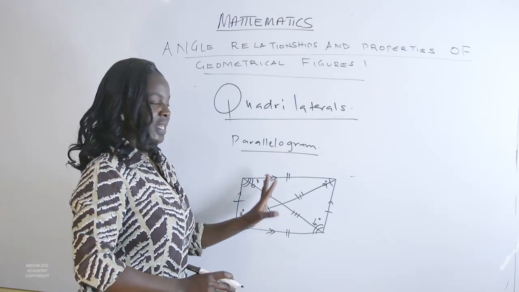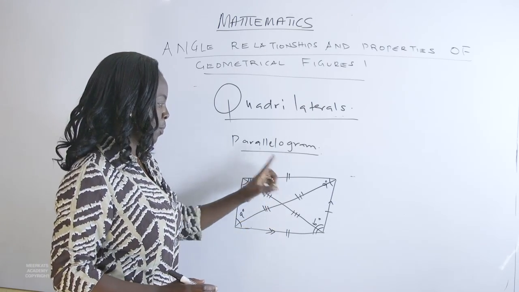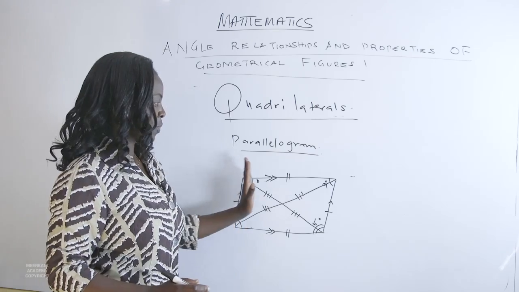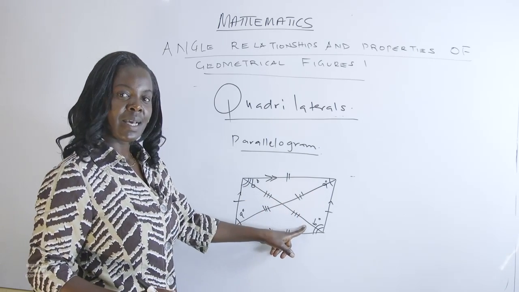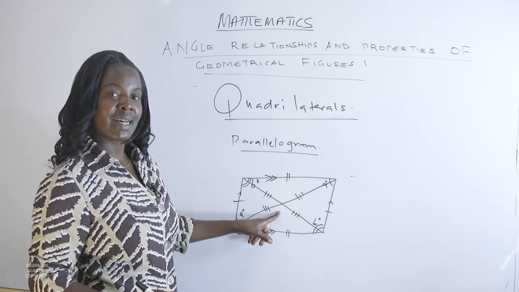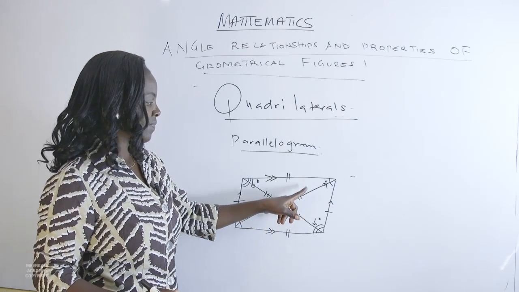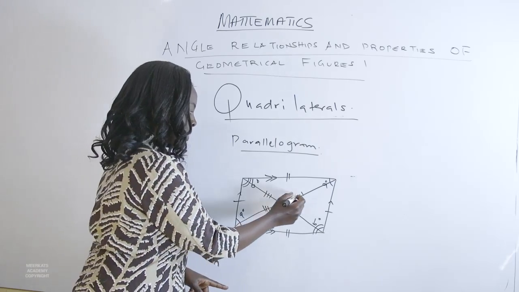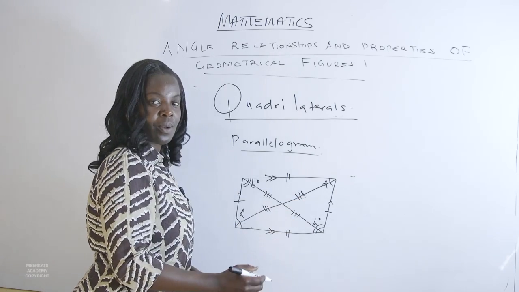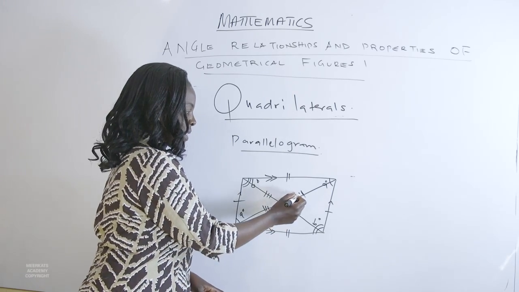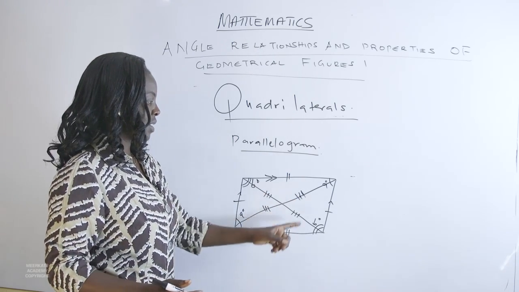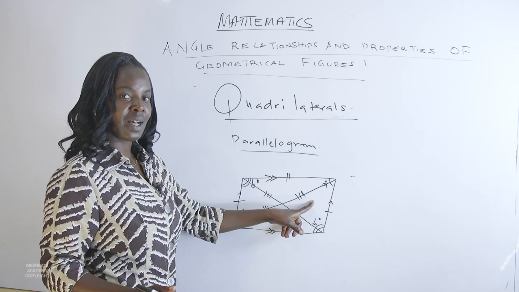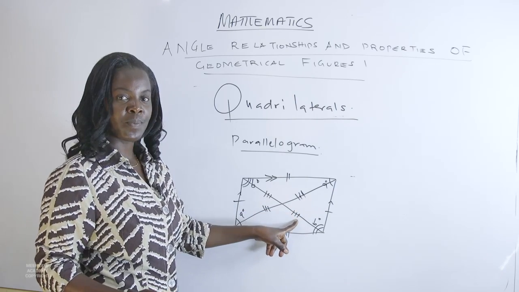So parallelogram, we have opposite sides parallel. Opposite sides of the parallelogram are parallel, and for the diagonals, they bisect each other, so all the sides that we get after bisection are equal. We have this side equal to this, and equal to this, and equal to this. So the four parts of the diagonals after bisection are equal.